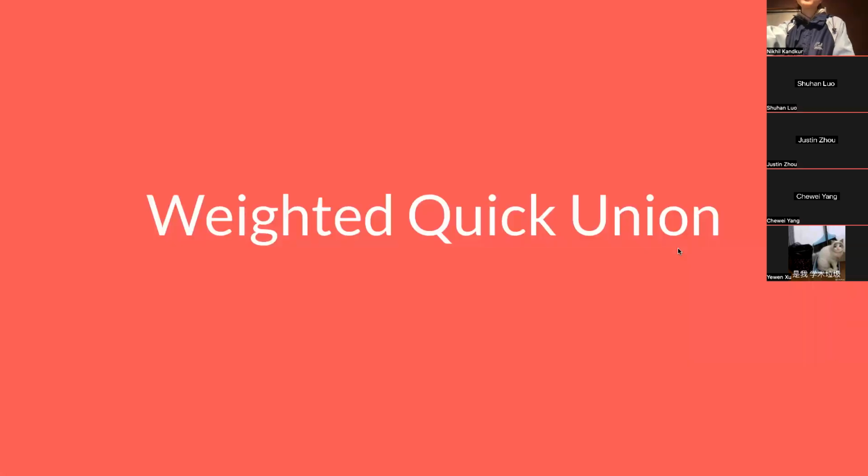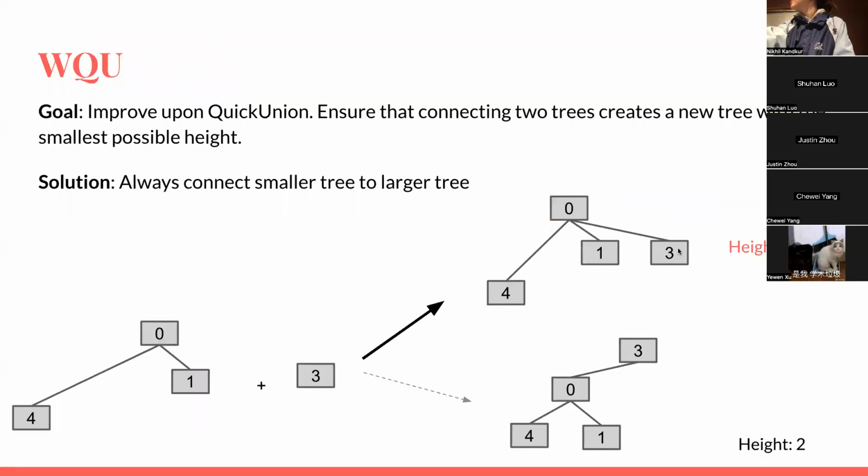Okay, so weighted quick union is just an improvement upon quick union that ensures that connecting two trees creates a new tree with the smallest possible height. The basic rule is that we're always connecting the smaller tree to the larger tree.